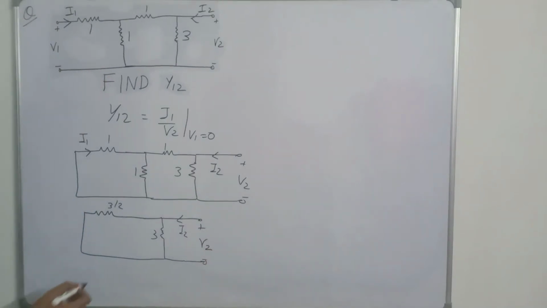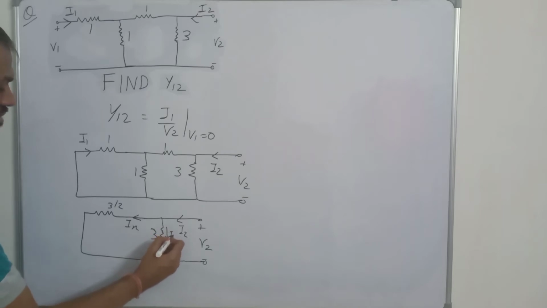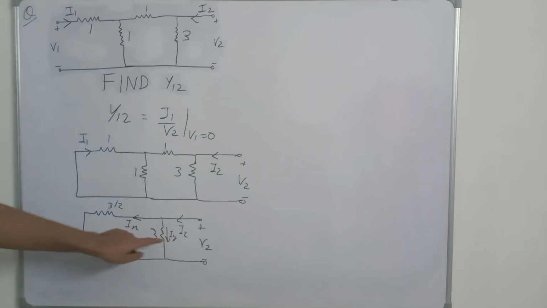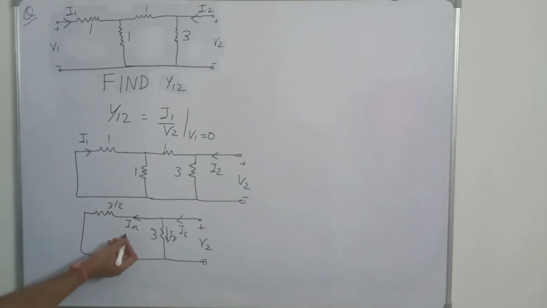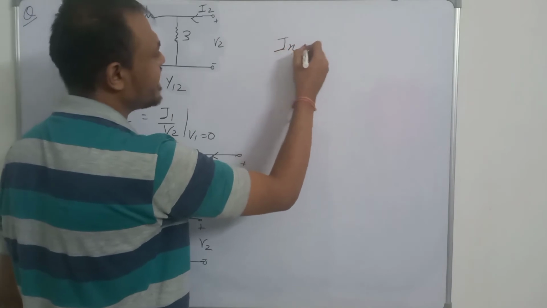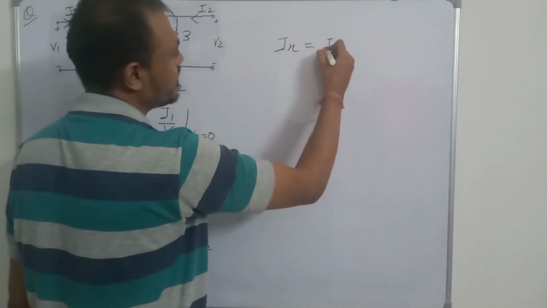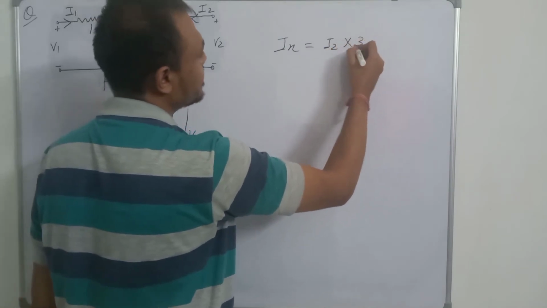Now I2 current is getting divided into 2. Let this be Ix, and Ix is the current through 3 by 2 ohm resistor, and let the current through this 3 ohm resistor be Iy. So I2 is getting divided into two currents, Ix and Iy. So by using current division rule, we can find Ix. So Ix will be equal to I2 into 3 upon 3 plus 3 by 2.